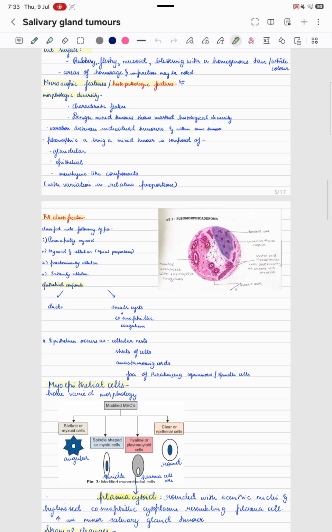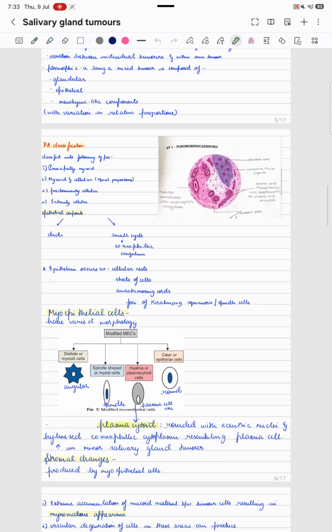And it has three variations, that is, three mixed components: glandular, epithelial, and mesenchymal. So the broad classification of PA is myxoid. There are four main types: principally myxoid, myxoid and cellular, principally cellular, and extremely cellular.